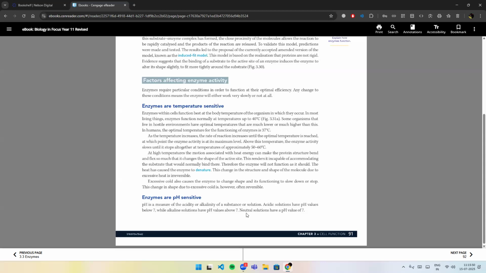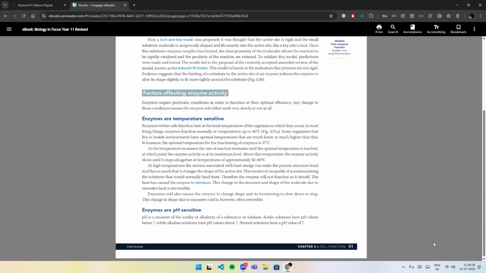Excessive cold also causes enzyme to change shape and its functioning to slow down or stop. This change in shape due to excessive cold is, however, often reversible. Enzymes are pH sensitive. pH is a measure of the acidity or alkalinity of a substance or solution. Acidic solutions have pH values below 7, while alkaline solutions have pH above 7. Neutral solutions have a pH value of 7.